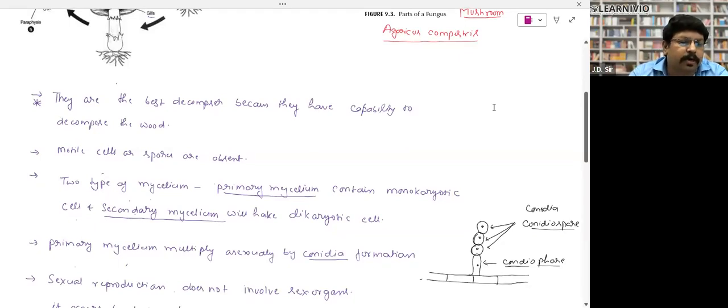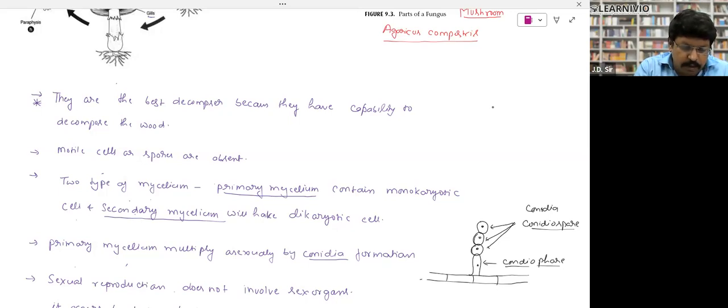The most important point of fungi is that they are the best decomposers. They are basically the best decomposers of wood. They have the capability to decompose wood. Look, there are two strong decomposers, bacteria and fungi. But if you get the question, which is the strongest decomposer in the world, the answer will be fungi. Why?